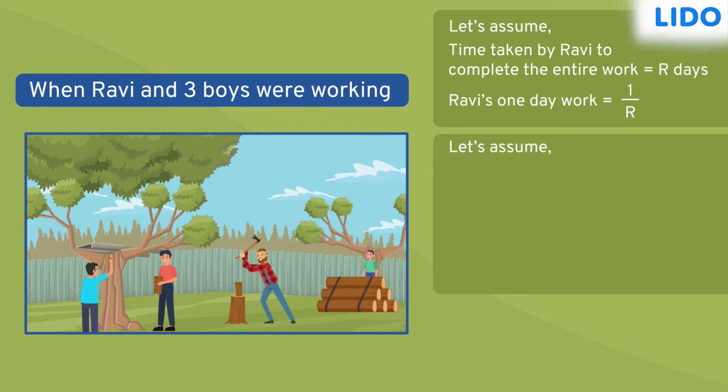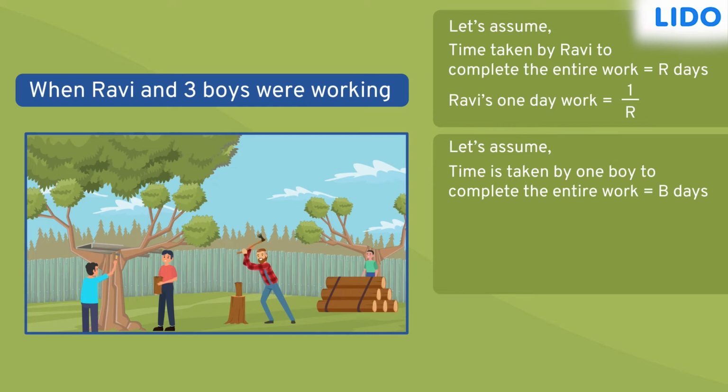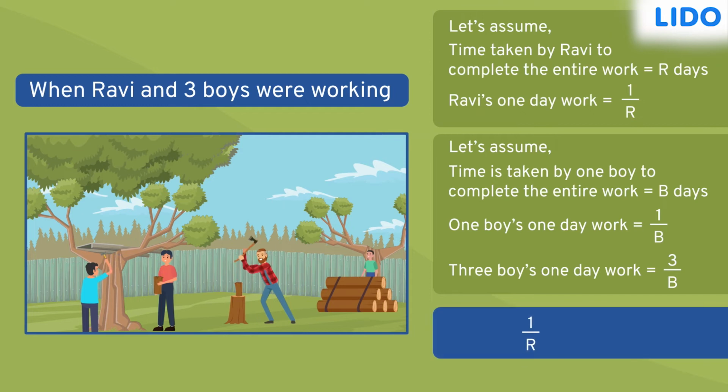Next, let's assume one boy can complete the job in B days. Accordingly, the amount of work done by one boy per day will be 1/B. Since there were 3 boys in all, the work done per day is 3/B. So, our equation becomes 1/R plus 3/B is equal to 1/3.